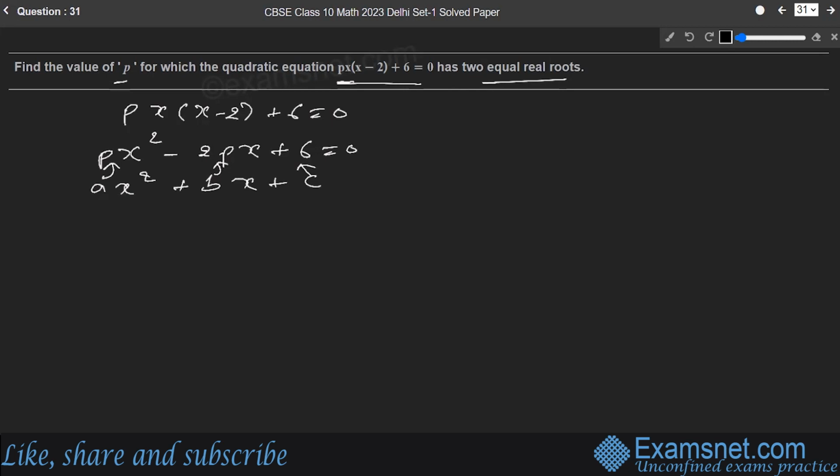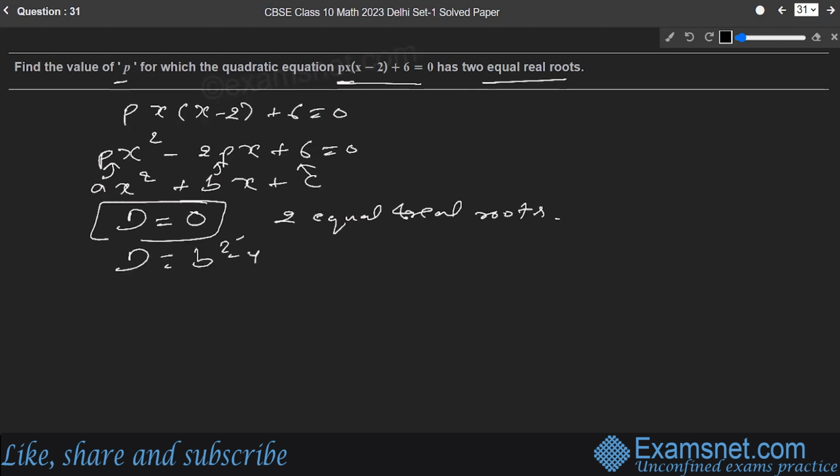So for two equal and real roots, the discriminant D has to be equal to 0. This is the condition: D equal to 0 for two equal and real roots. Your discriminant should be equal to 0. What is discriminant? It is nothing but b square minus 4ac. So let us find out b square minus 4ac with the values that are given to us. So b is minus 2p, so b square minus 4 into a value is p into c is 6.